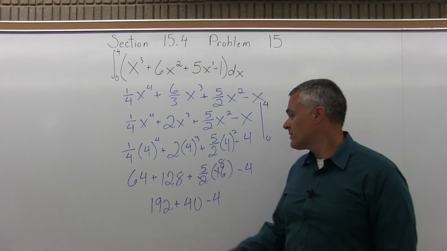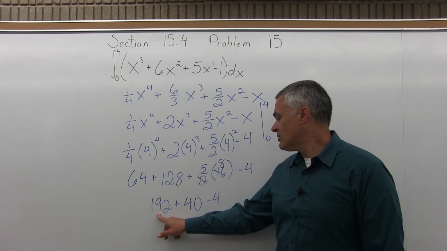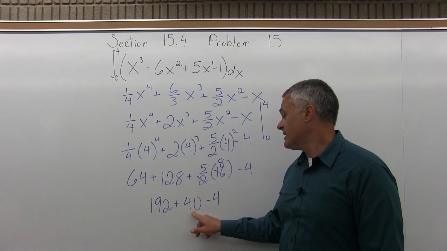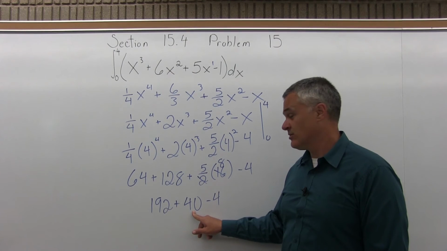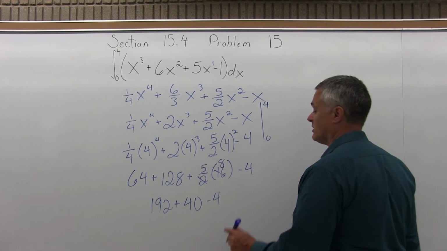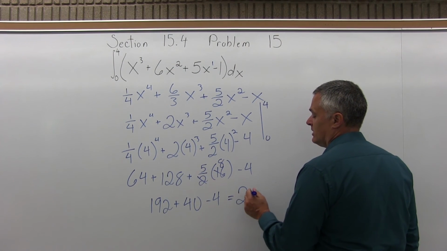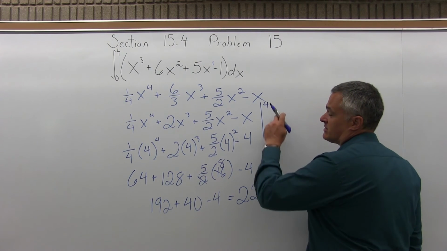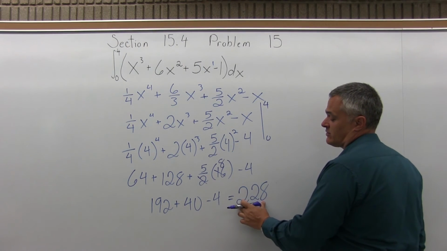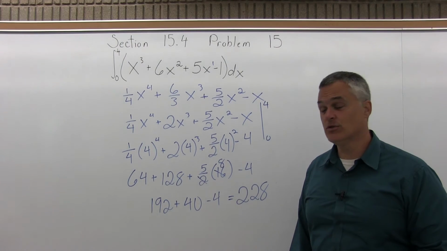So now 192 plus 40 is 232. 232 minus 4 is 228. So when I put the upper limit of integration into my answer for the integral, I get a result of 228. That's the answer for step 2.